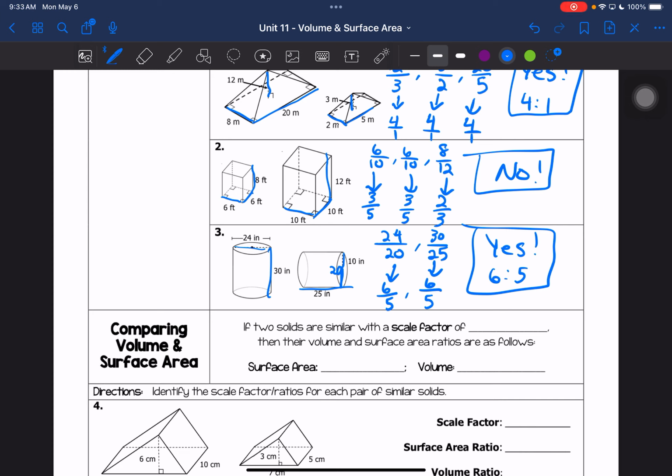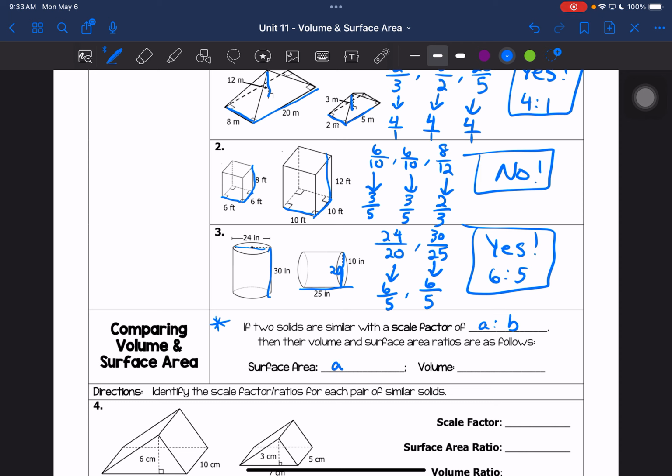So there's a little bit of a different process if we're comparing the volume and surface area of two different solids and then trying to determine whether they're similar or not. If we're comparing volume and surface area, just remember these guidelines. If two solids are similar with a scale factor of A to B, so that would be like any of these scale factors that we just found, then their volume and surface area ratios are as follows.